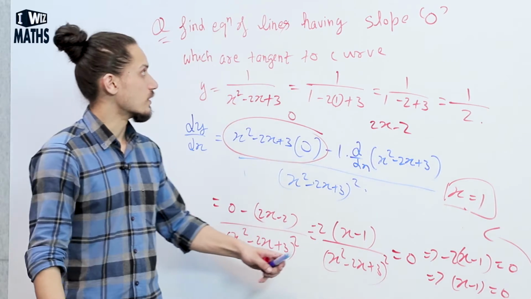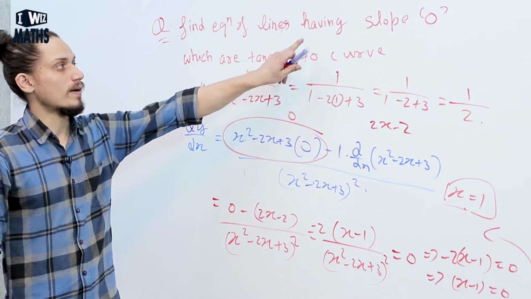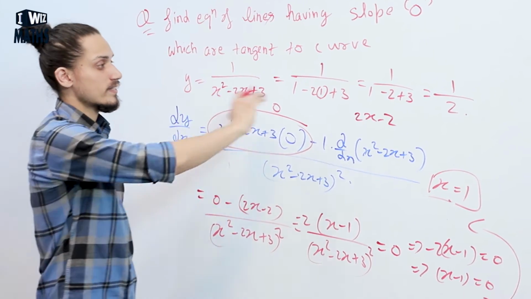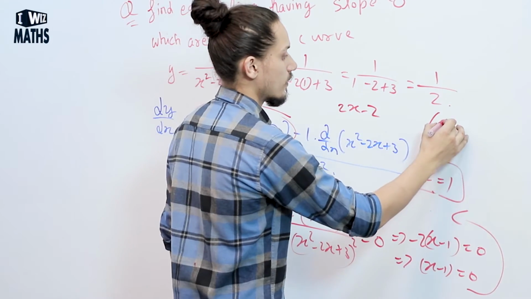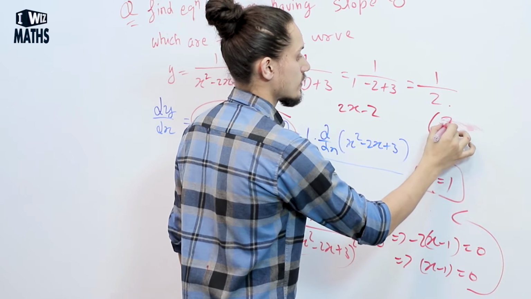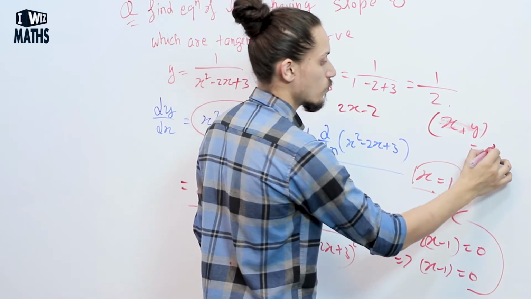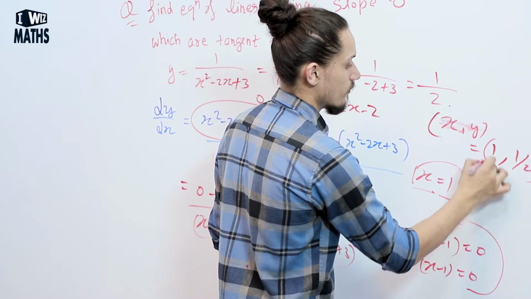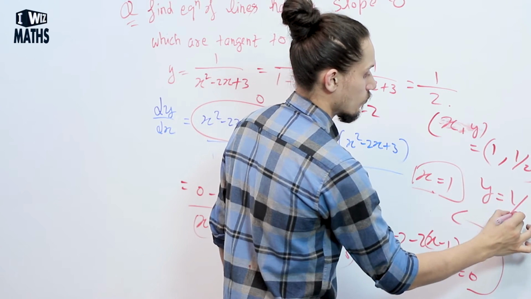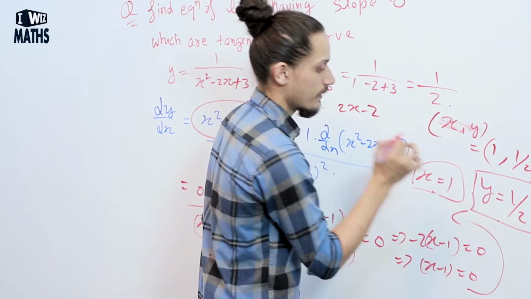So the equation of lines passing through slope 0 which are tangent to the curve through the point 1 to the point x, y is equal to x की वैल्यू क्या हमारे पास 1, y की वैल्यू है 1/2, 1 by 2 is given by y is equal to 1/2 and hence the result.